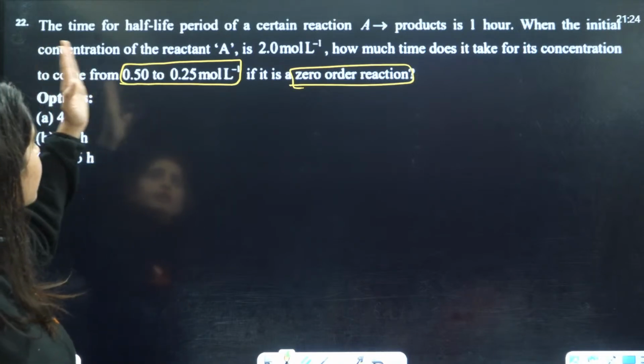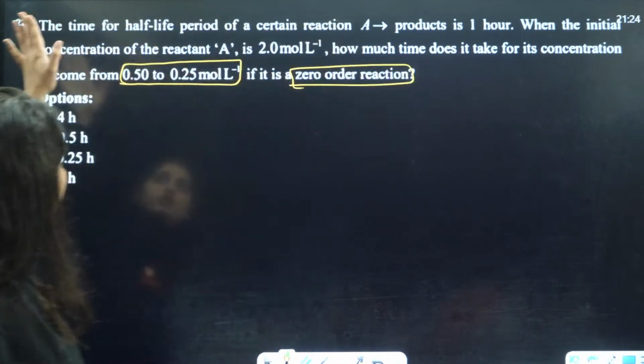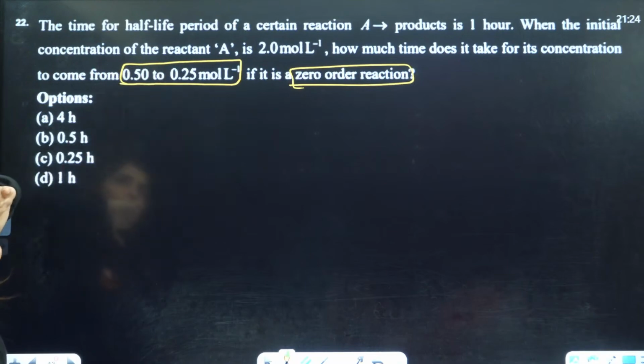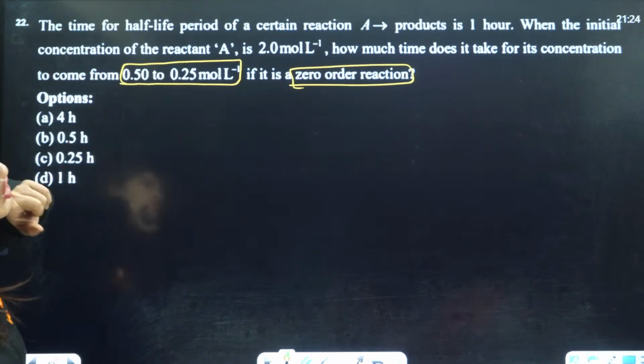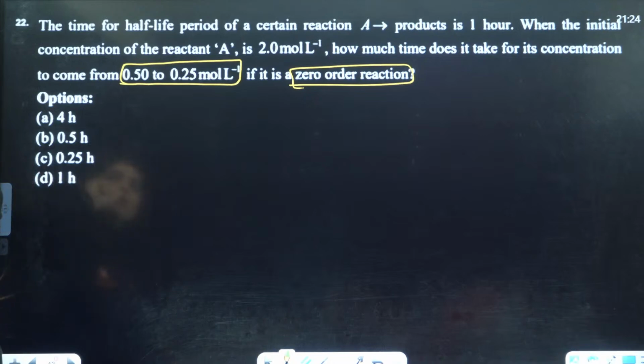Wait a minute. The half-life of a certain reaction A to this is 1 hour, when the initial concentration of the reactant is 2. How much time does it take for the concentration to come from 0.5 to 0.25? That means again we are doing the half reaction only, right? Again it is half-life only, right?